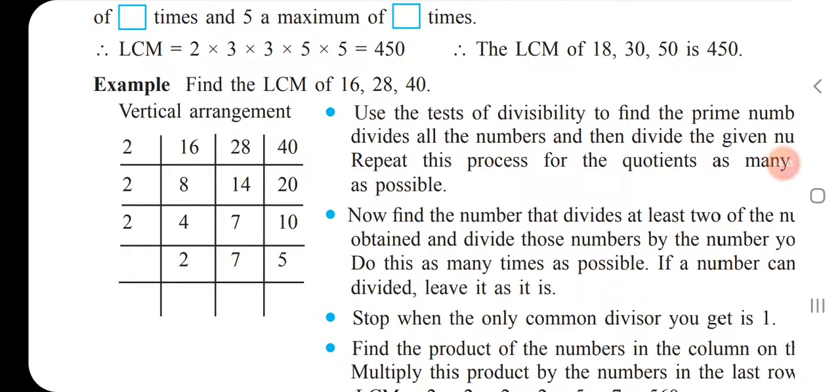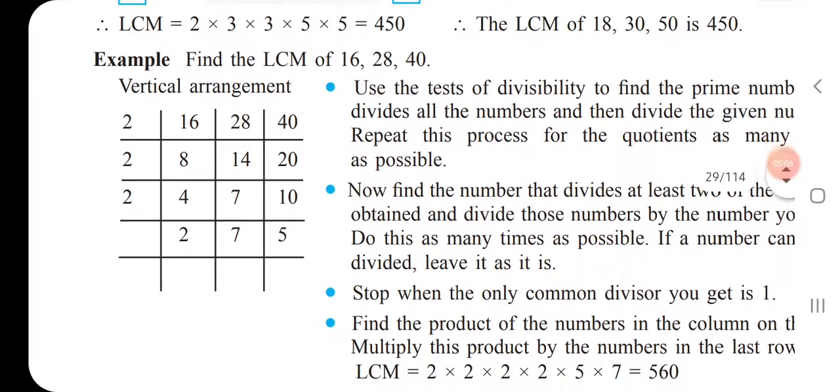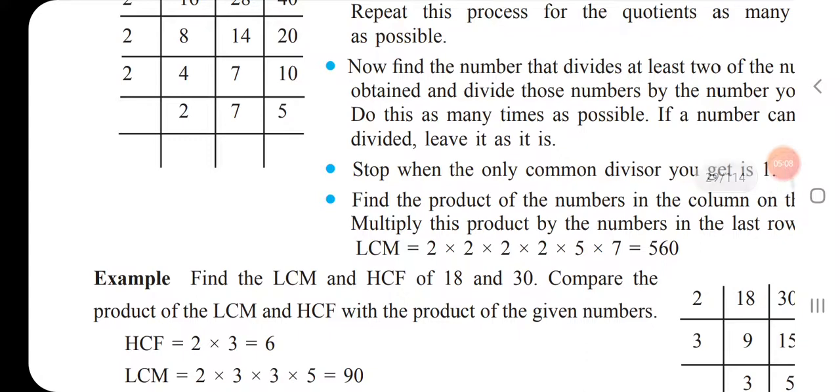Now after this, for 2, 7 and 5, no common factor is possible except 1. Stop here, and the product of the numbers on the left side and the last row of the columns, their multiplication will give us the LCM. So 2 into 2 into 2 into 2 into 7 into 5 will be the result, and that will be 560.